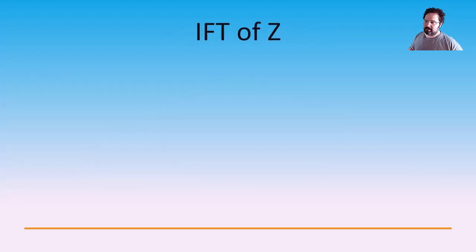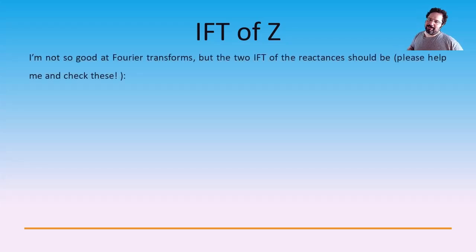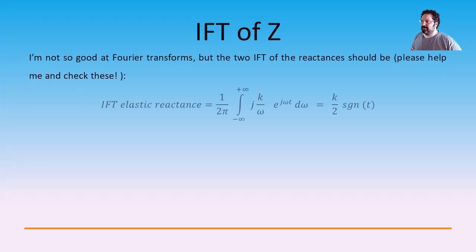So, inverse Fourier transform of zeta or impedance. Now, I'm not so good at Fourier transforms, but the two inverse Fourier transforms of the reactances should be, and please help me and check these formulas, this one for the elastic reactance that ends up being k over 2, please give me advice on this, times sign of t.